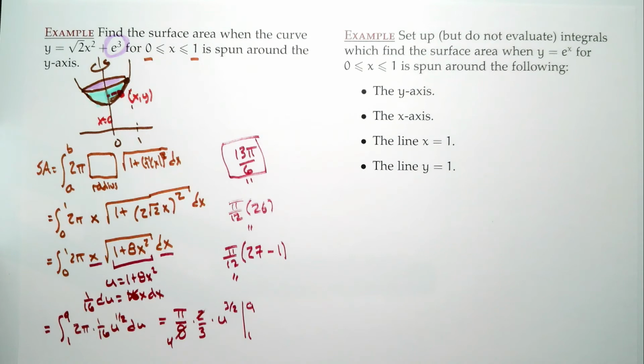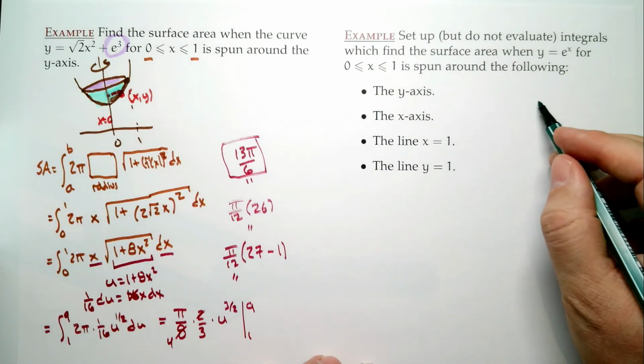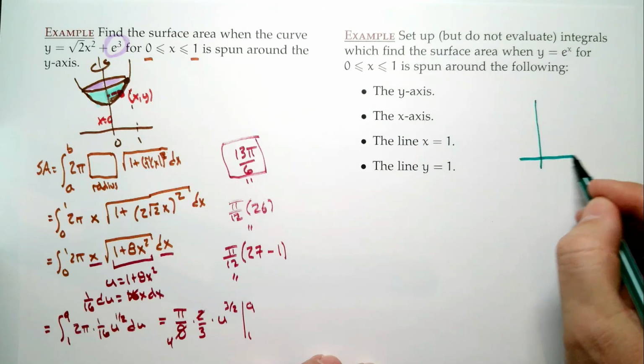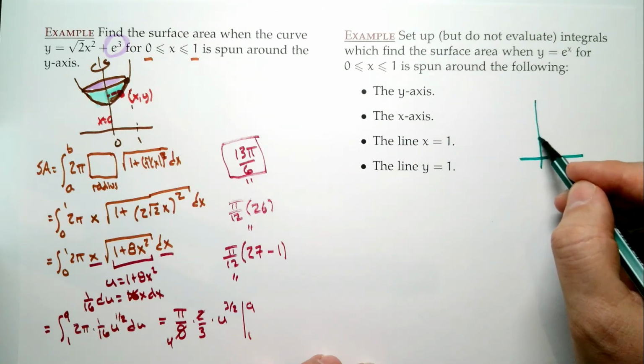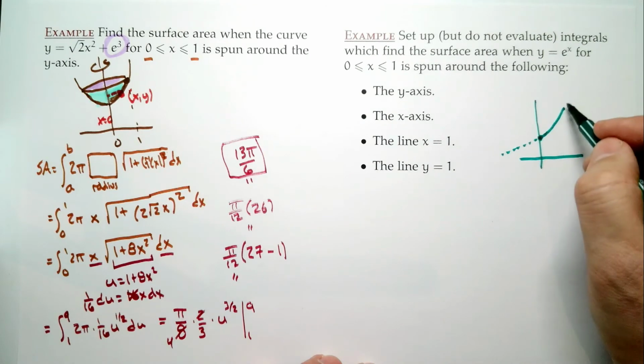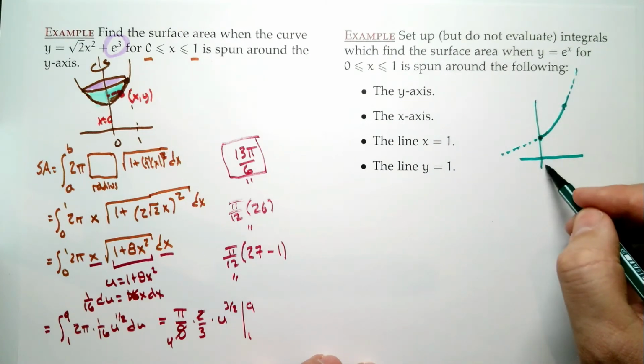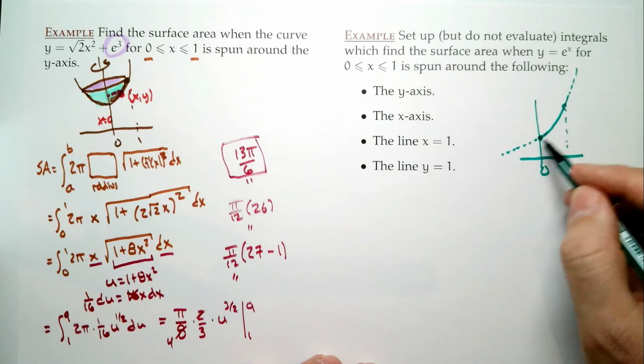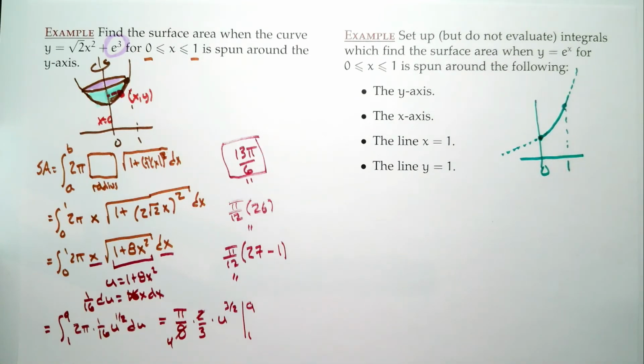An example. Set up, but do not evaluate, integrals which find the surface area when y equals e to the x for 0 less than or equal to x less than or equal to 1 is spun around the following. So we have our y equals e to the x. We don't need to sketch the whole curve. It comes along, hits here at 0, comes up, and continues on. I only care about this little stretch of the curve. So this is the curve we're spinning.